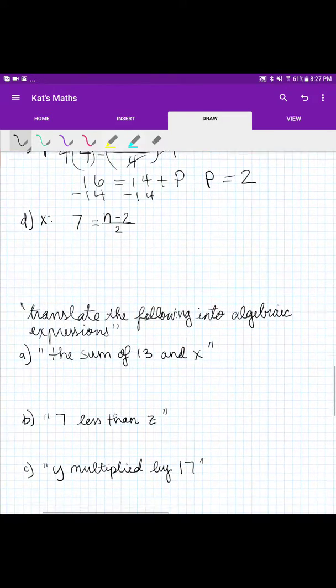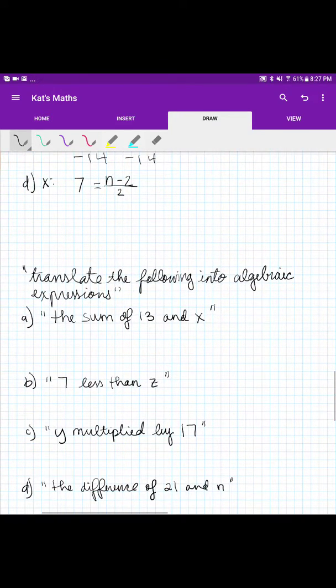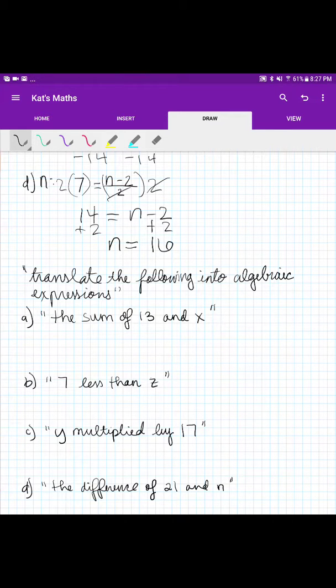And the last one for solving for a variable, we have, oh, whoops, that says x, it should be an n. So 7 equals n over 2 minus... n minus 2. Multiply by that 2. Gets rid of the denominator. 14, 2 times the 7, equals n minus 2. Add 2 to both sides. N is now by itself and equals 16.